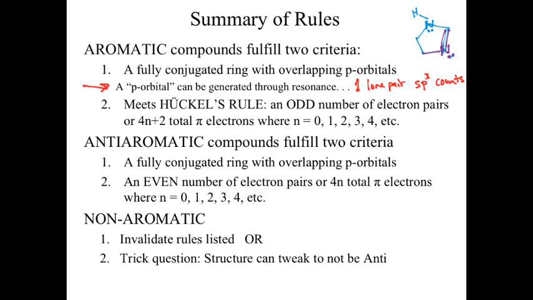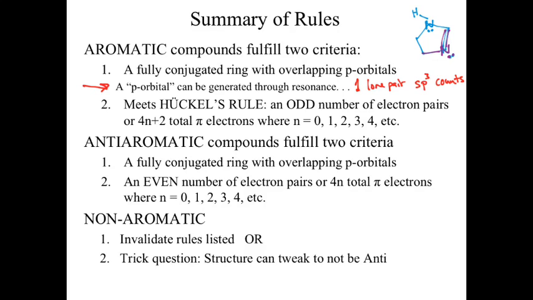The anti-aromatic rule we kind of left off as saying it was just any pseudo-aromatic structure that didn't satisfy Huckel's rule. It's a little bit stricter than that. Okay? For an anti-aromatic compound, it does have to satisfy 2 criteria. It has to have a fully conjugated ring, which we did mention already, but we're looking at an even number of electron pairs, or 4n total pi electrons, where n is your integers in that case. Okay, so we have a new equation for it to fit in.